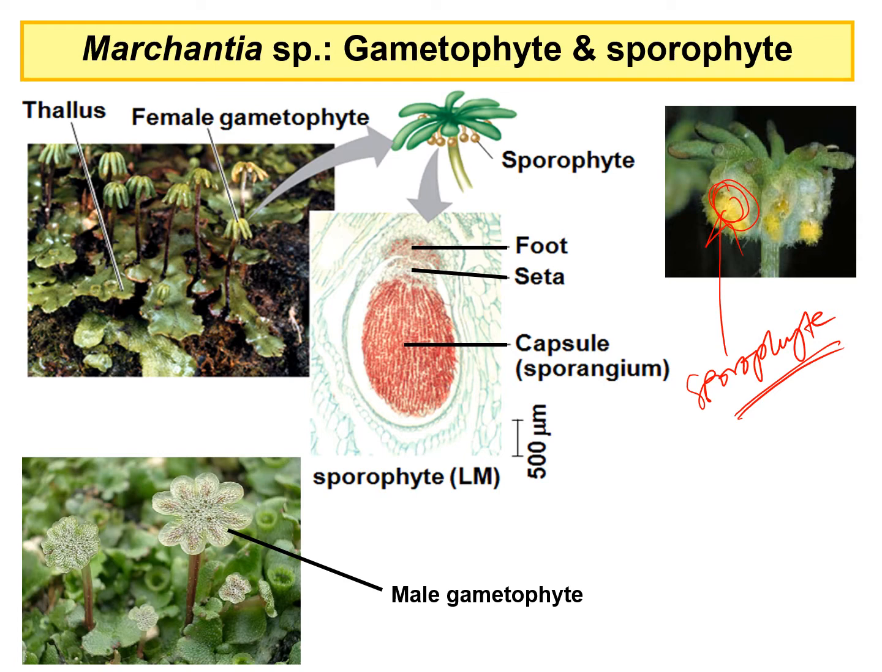Okay. The whole structure, the foot, the seta. This is the sporophyte, smaller than the gametophyte. So this sporophyte depends on the gametophyte. So inside the sporophyte is the sporangium. Sporangium that will bear the haploid spore.